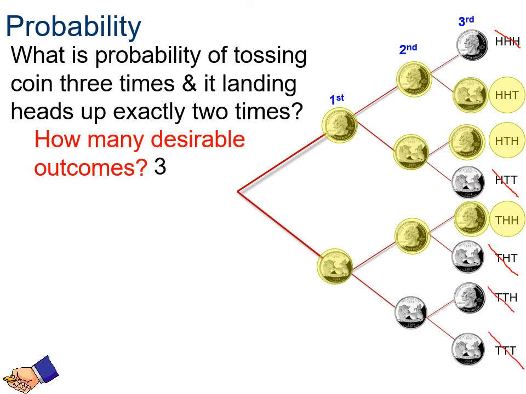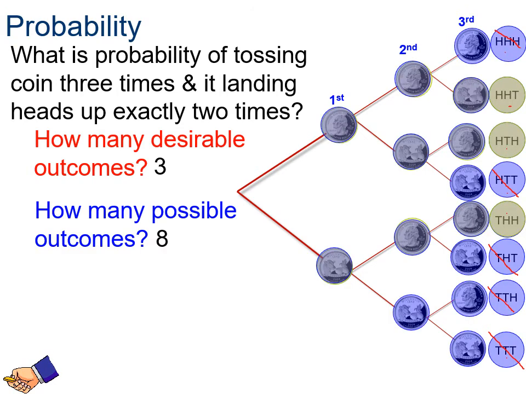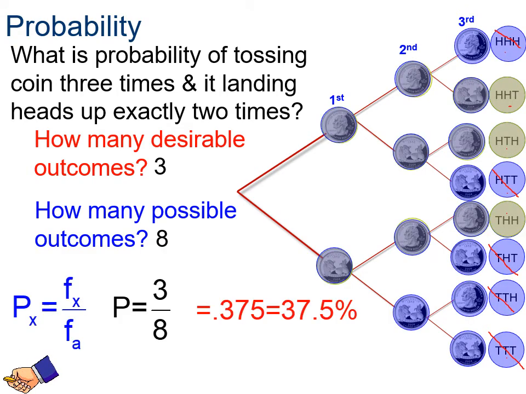So we got 3 desirable outcomes, and how many possible ones? 1, 2, 3, 4, 5, 6, 7, 8 possibilities. So 3 out of 8. Okay, we do the math, plug it into a calculator, and again, you can use calculators on all your quizzes, tests, and homeworks, and it's 0.375 or 37.5%.